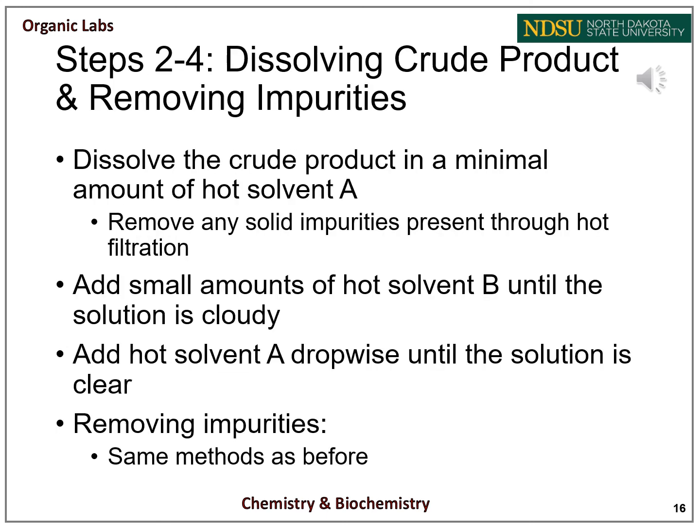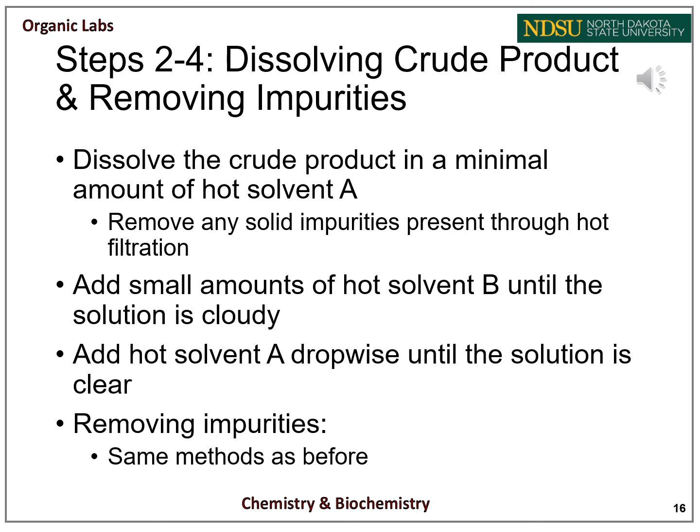So now on to steps 2 through 4, dissolving crude product and removing impurities in a mixed solvent recrystallization. The first part is to dissolve the crude product in a minimal amount of your hot solvent A. And if any solid impurities are present at this point, this is where they would be removed via hot filtration.